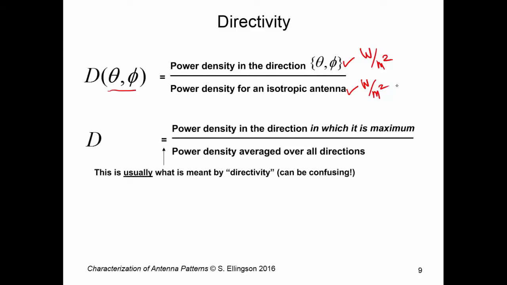Now, there's another way to think about this, and it's a corollary to the definition. We could forget about the theta and phi dependence and simply say we're interested in the maximum directivity. In that case, the maximum directivity is the power density in the direction in which it is maximum divided by the power density averaged over all directions. And I'll say usually when antenna engineers talk about directivity, this is usually what they mean. They normally mean maximum directivity.